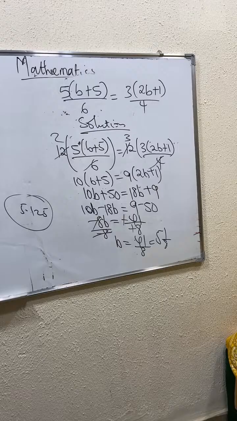After the multiplication, you notice that 6 cancels out 12 to get 2, and 4 cancels out 12 to get 3. So we now do 2 times 5 being 10, and you have your b. 3 times 3 being 9, you have your 9. These are the steps that we took. Let's look at the next question in line.